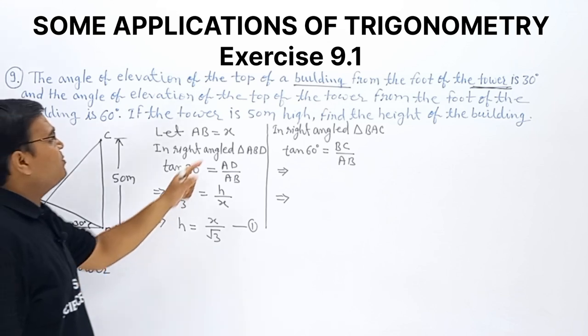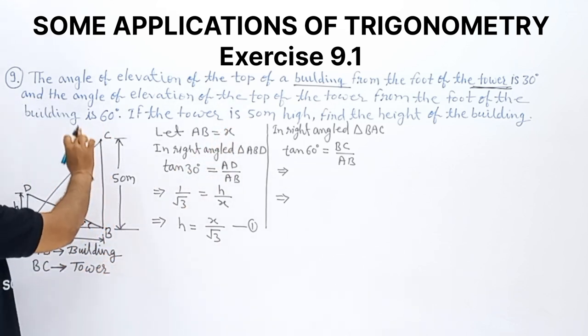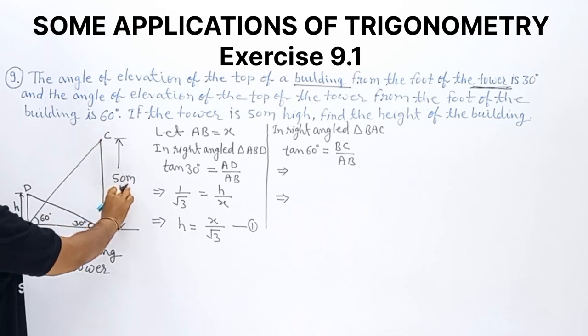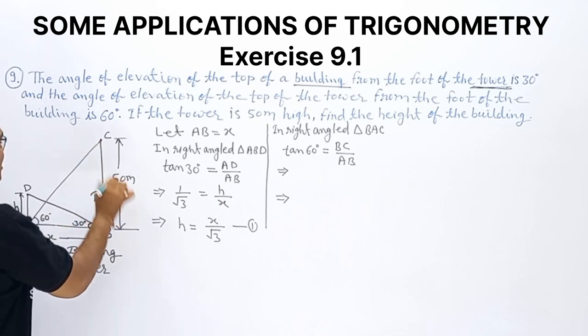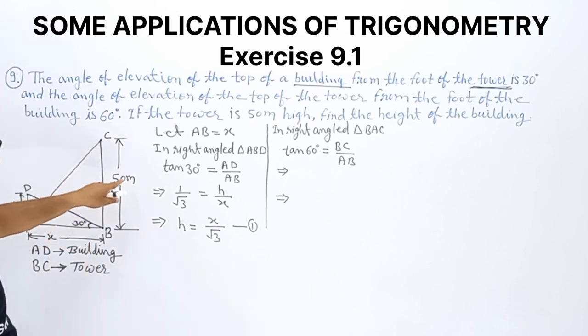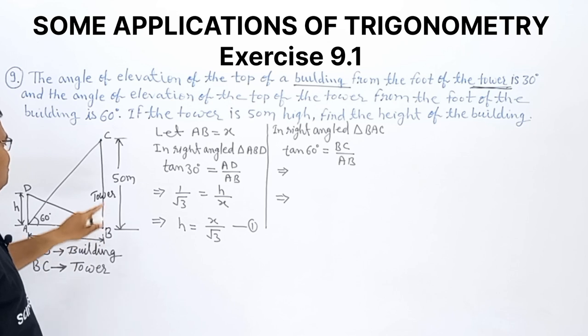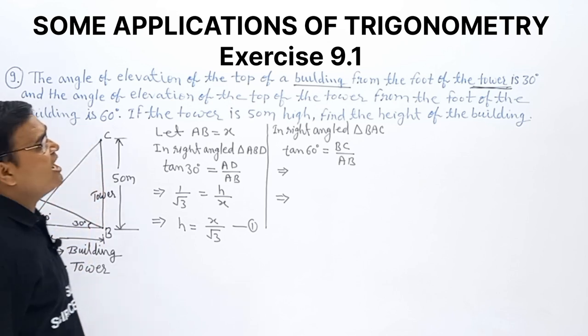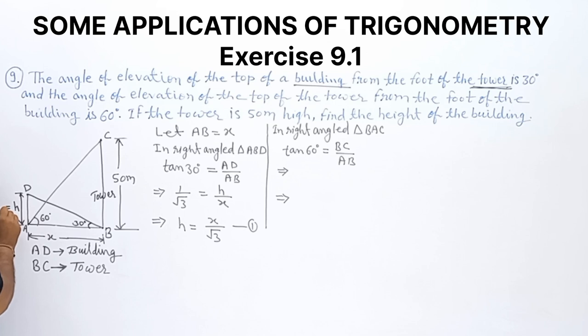If the tower is 50 meters high, the height of the tower, BC, is 50 meters. Clear? This is the tower, and the height of this tower is 50 meters. And AD is the building. It is asked to find the height of the building. We want to find the height of the building. We want this one. Clear?